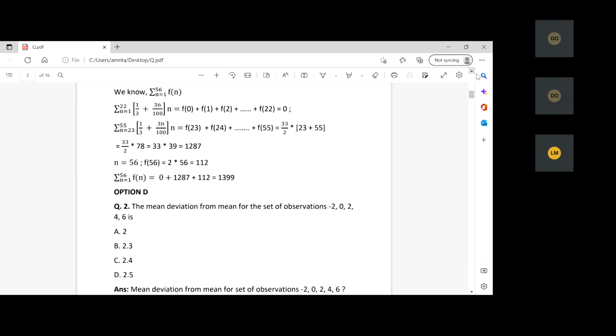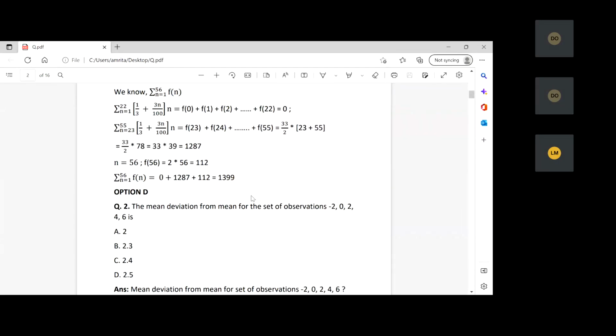The mean deviation from the mean for the set of observations -2, 0, 2, 4, 6 is. Which is the answer? This is a very simple question, right? Okay, you're asking me the options. Somebody has replied it's 2. Okay, let's see. What's the answer? The options are: option A is 2, then 2.3, 2.4, 2.5.